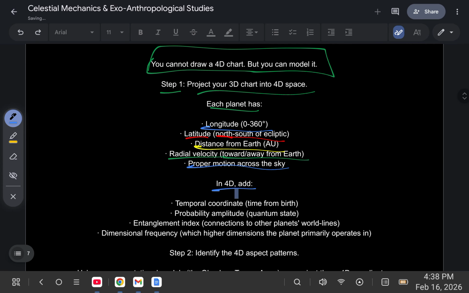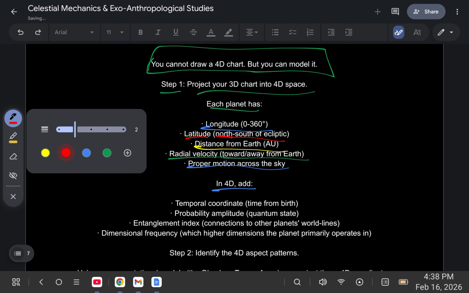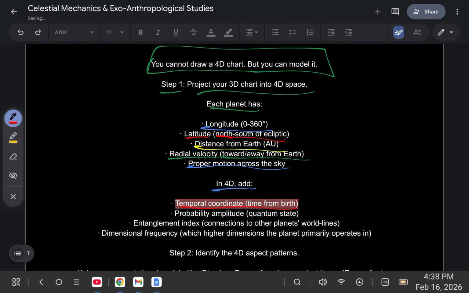And here's what we add in 4D. Temporal coordinate, time from birth, probability amplitude, quantum state, entanglement index, connections to other planets' world lines, and dimensional frequency, which higher dimensions the planet primarily operates in.